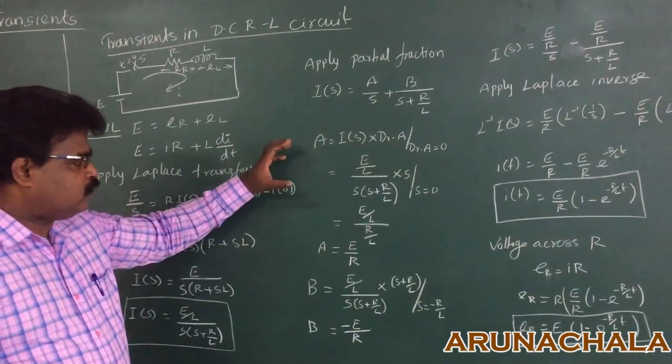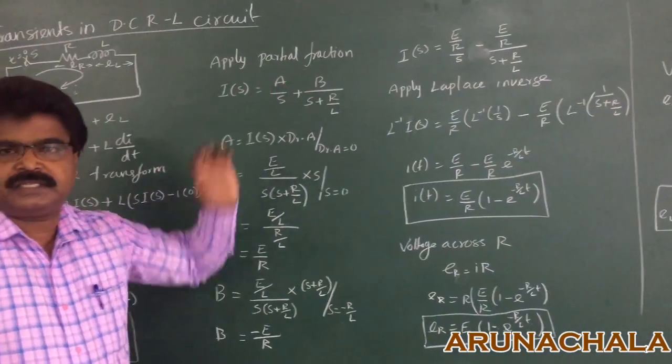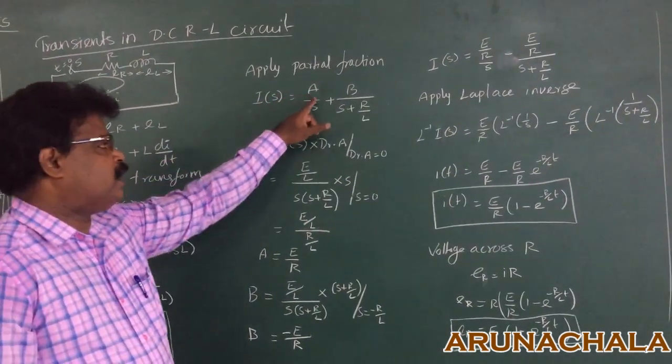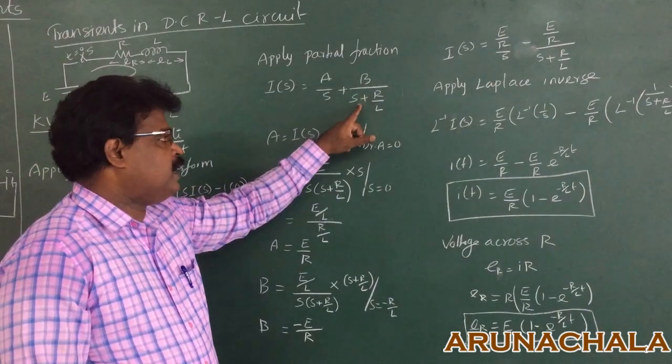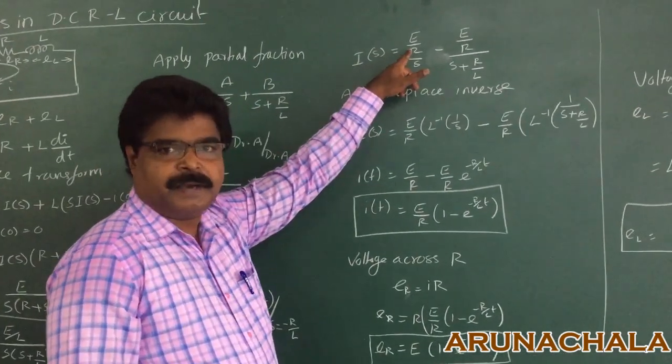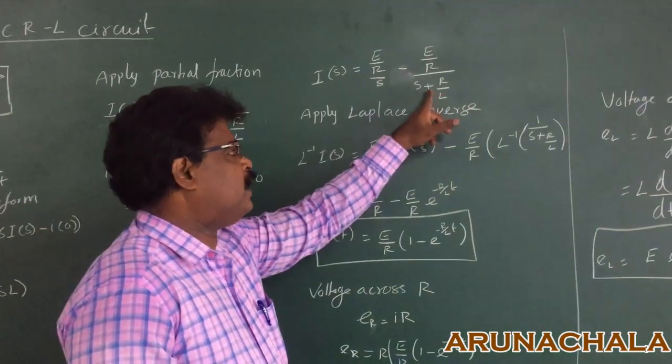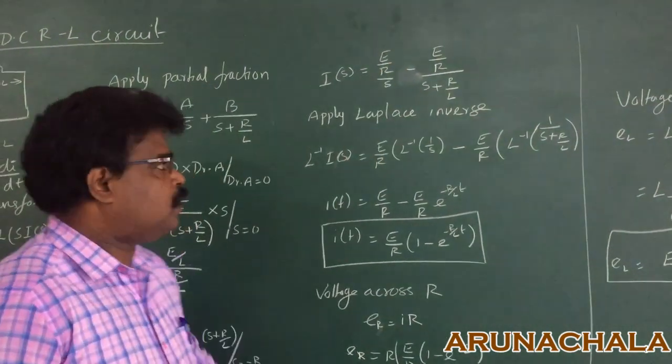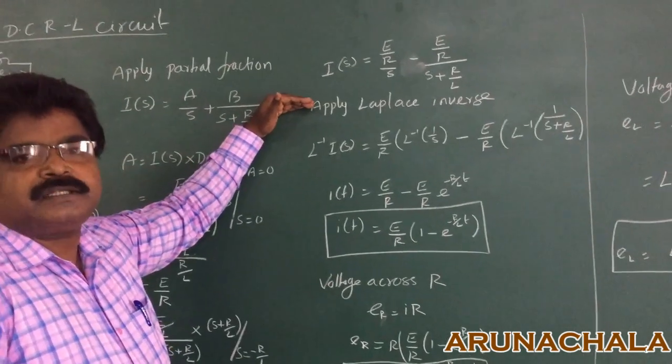Now we are going to substitute a and b in I of s. What is I of s? A divided by s plus b divided by s plus r by l. There we substitute the value of a, that is e by r, minus e by r divided by s plus r by l. Now we are going to apply Laplace inverse.